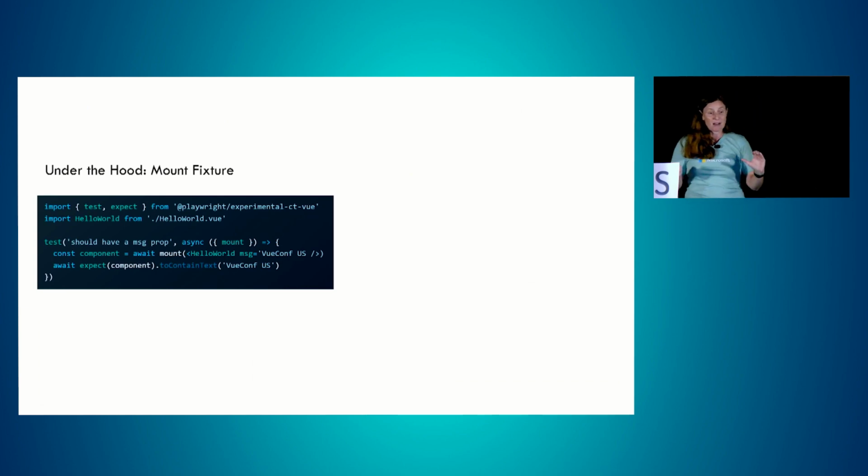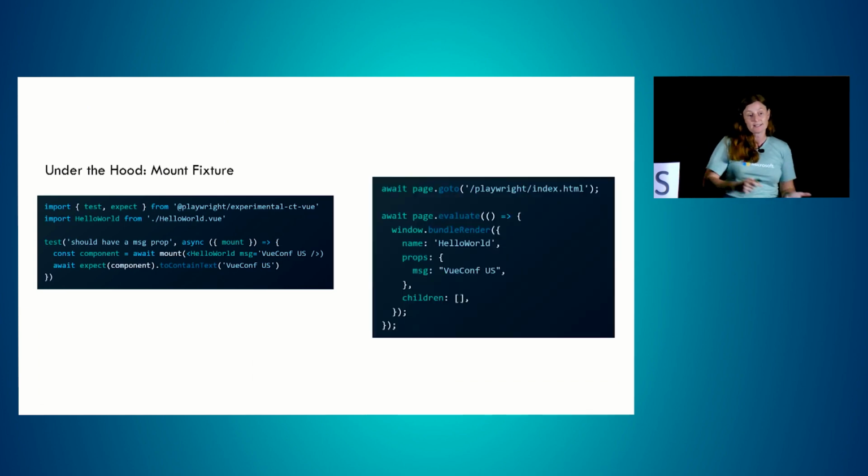Under the hood, you've got the mount fixture, and what it's doing is it's basically taking that code, awaiting page.goto the index.html, and then it's await page.evaluate, window.bundle.render, and then everything else in there. That's just under the hood, so you don't need to know, but just in case you're wondering how that works.